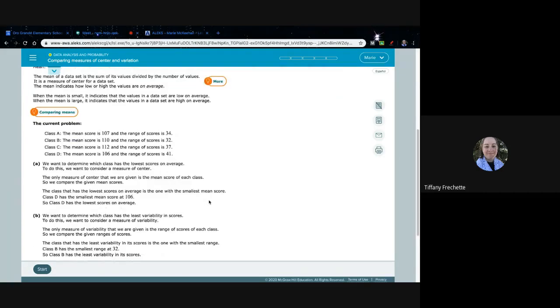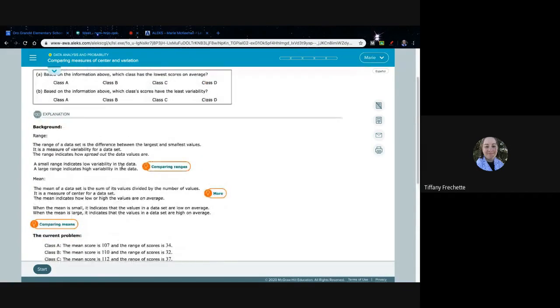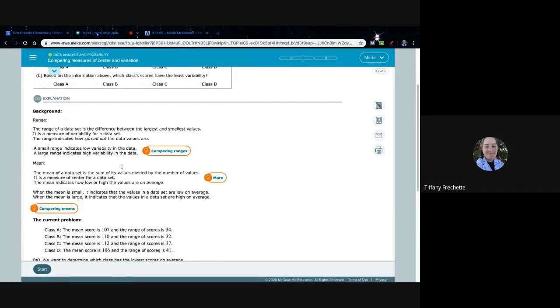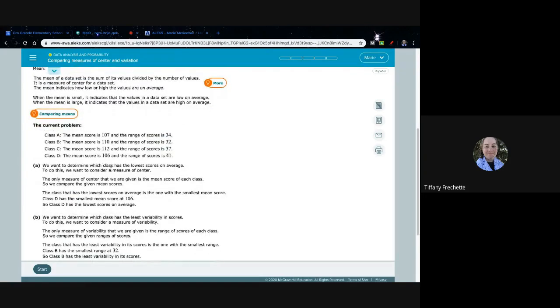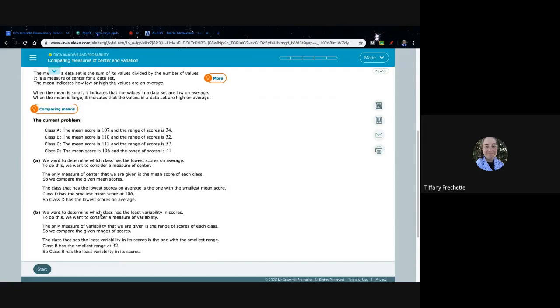So now let's go down and actually look at the questions again. Question A: based on the information above, which class has the lowest scores on average? They relist the scores for us, and say we want to determine which class has the lowest scores on average. To do this, we want to consider a measure of center. The only measure of center that we are given is the mean score of each class. So we compare the given means. The class that has the lowest score on average is the one with the smallest mean. Class D has the smallest mean score at 106, so Class D has the lowest scores on average.